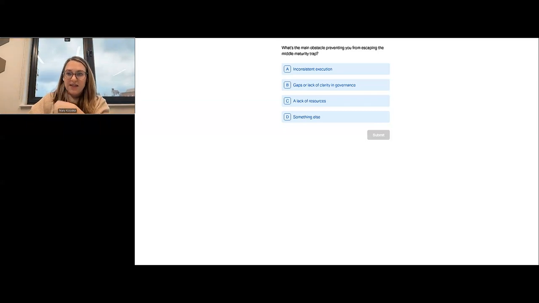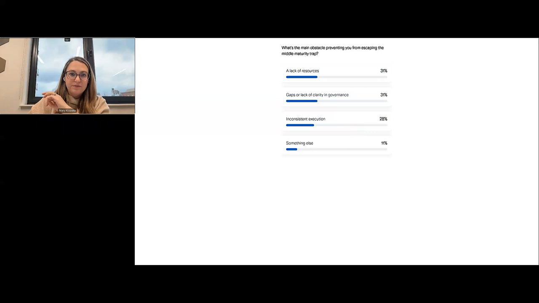All right, let's see where we are at. Perfect, okay. So the majority of the people, it's actually a pretty even split between the first three, which is actually awesome. So there's inconsistent execution, gaps or lack of clarity in governance, and then a lack of total resources. So that's really good to see.